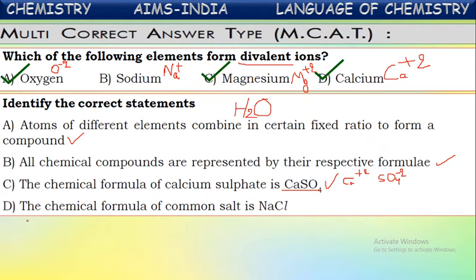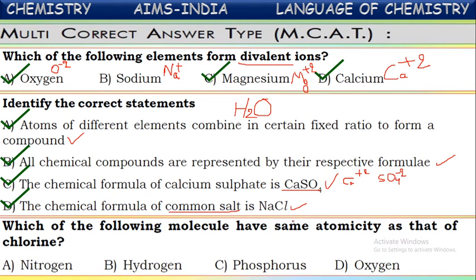For the last statement, the chemical formula of common salt. Yes, common salt is one of the trivial names or common names of the chemical compound sodium chloride. Its chemical formula is NaCl. It is also correct. So these four statements are correct here.